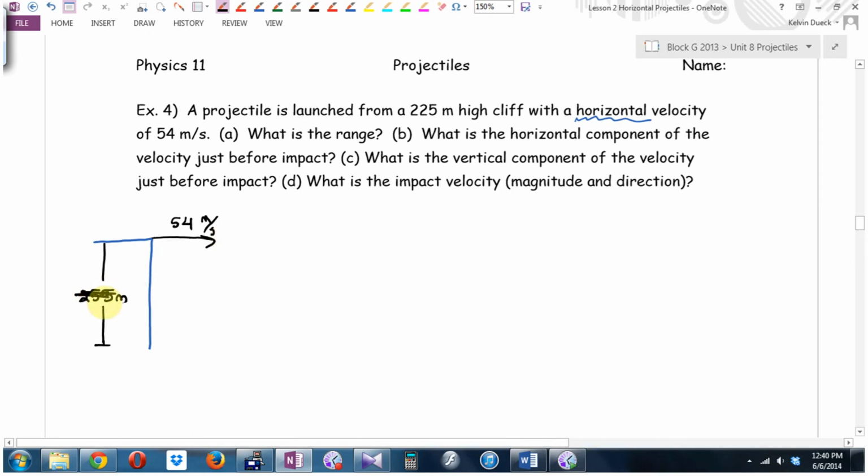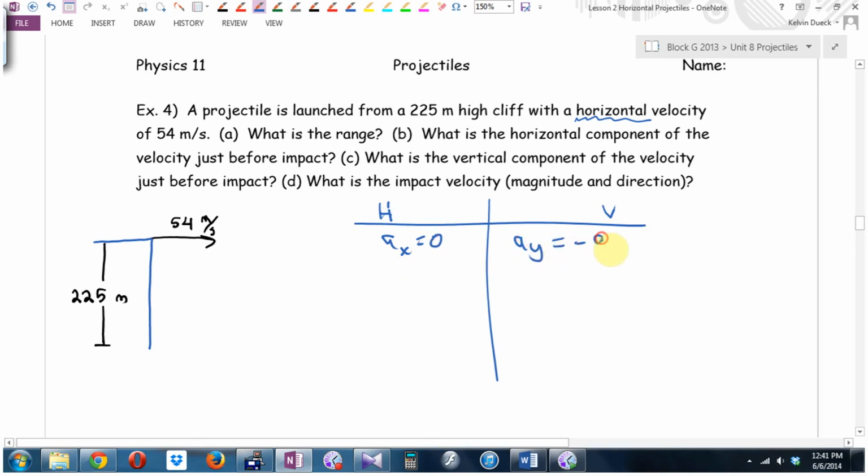I did 255. Apparently I can't read my own typing. Horizontal, vertical, yoink, yoink. AX is nothing. AY is negative 9.8. Oh, VY initial is also nothing. VX is 54.